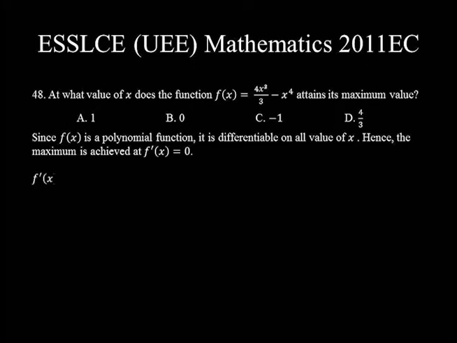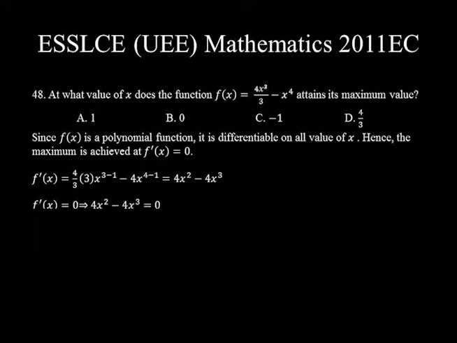f derivative of x is equal to the constant 4 over 3 times the derivative of x cubed, which is 3x to the power of 3 minus 1, minus the derivative of x to the power of 4, which is 4x to the power of 4 minus 1, which is equal to, 3 cancels with 3, we are left with 4 times x squared minus 4 times x cubed. So f derivative of x is equal to 0 implies 4x squared minus 4x to the power of 3 is equal to 0.